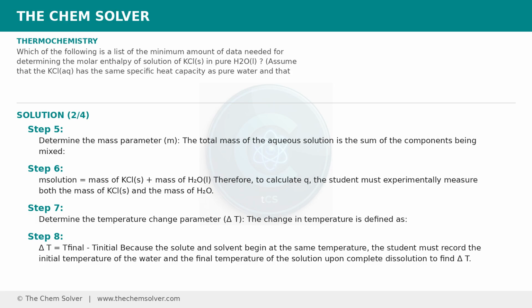Determine the temperature change parameter. Delta T, the change in temperature, is defined as delta T equals T final minus T initial. Because the solute and solvent begin at the same temperature, the student must record the initial temperature of the water and the final temperature of the solution upon complete dissolution to find delta T.